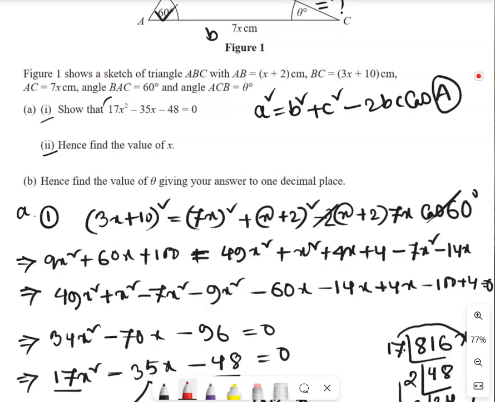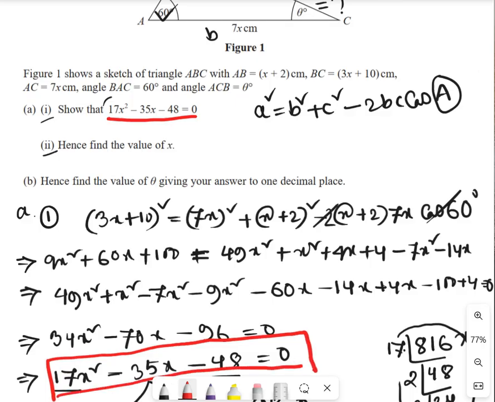So the very first question, that is, we have to prove this equation from the triangle value. So we have already proven that 17x square minus 35x minus 48 equals 0. So this is proven for the very first part. Now we have to find the value of x. We also found the value of x is equals to 3. So number A is done, and this question might be provided 3 or 4 marks or points.